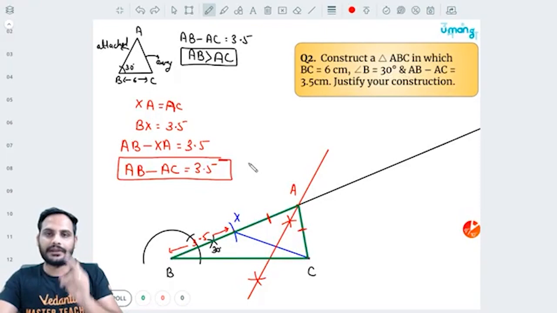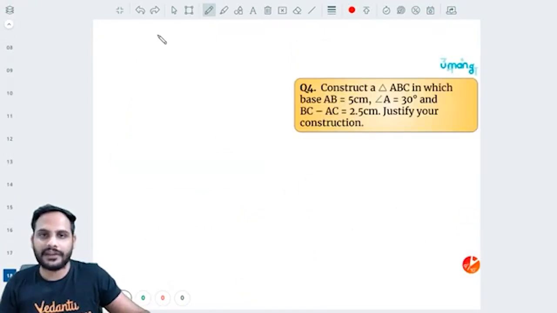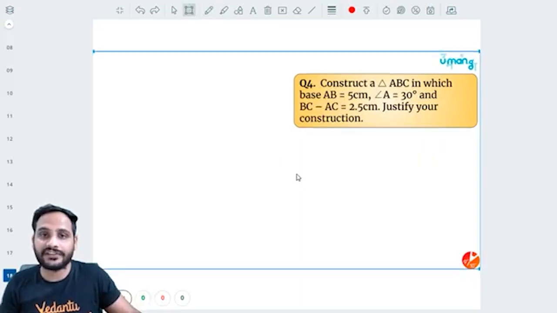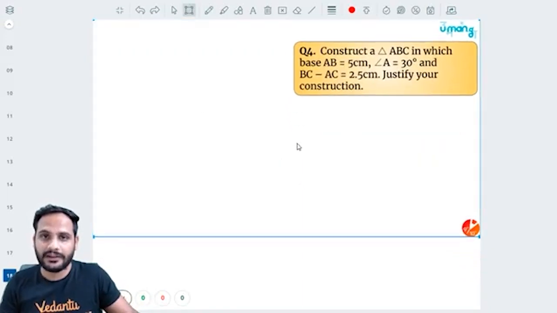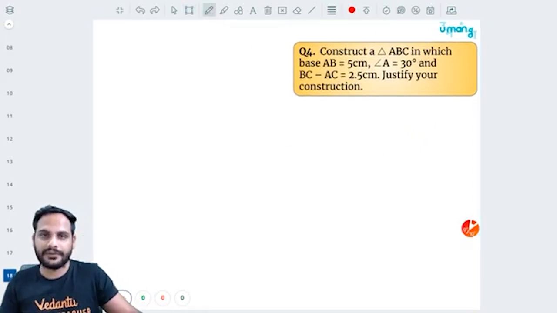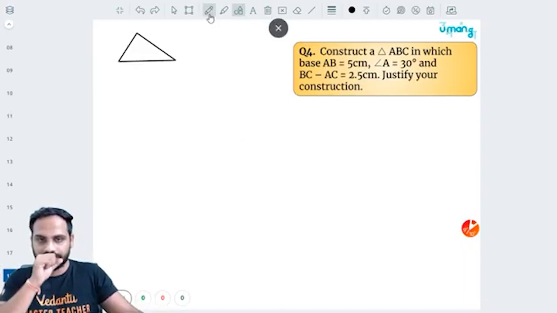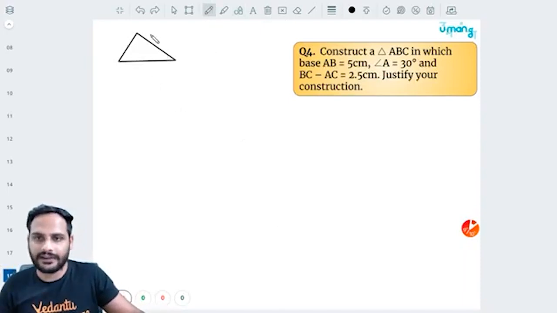The next type is this one. Let's listen carefully now. The next type is when the side which is away from the base angle is greater than the side which is attached to the base angle. So let's draw a quick rough diagram for this triangle and try to understand which kind of construction we should go with. Okay, so we have a triangle ABC.